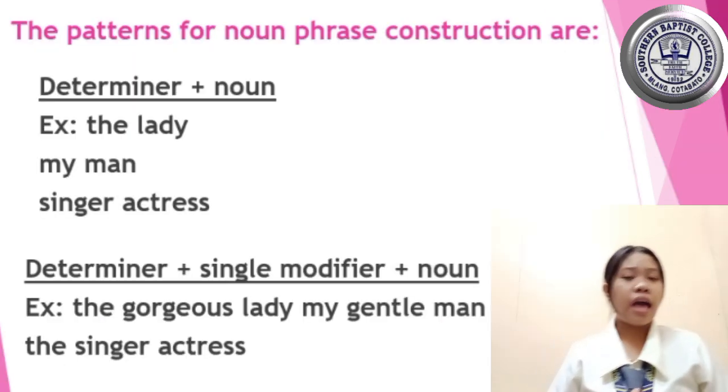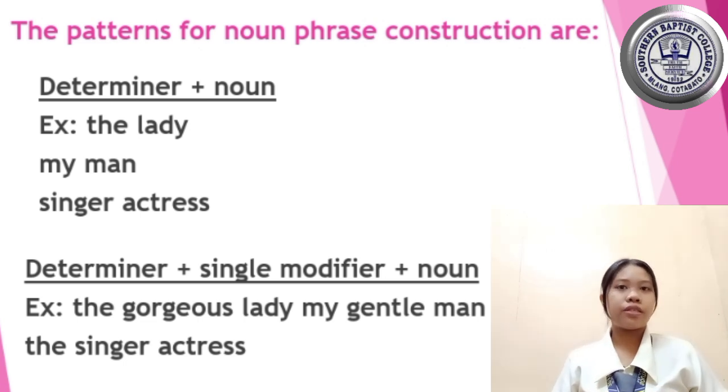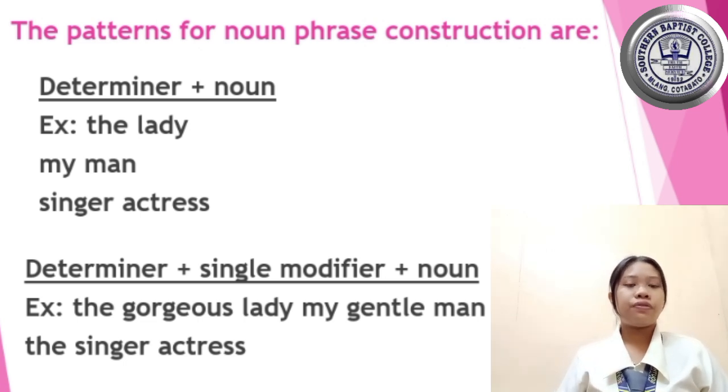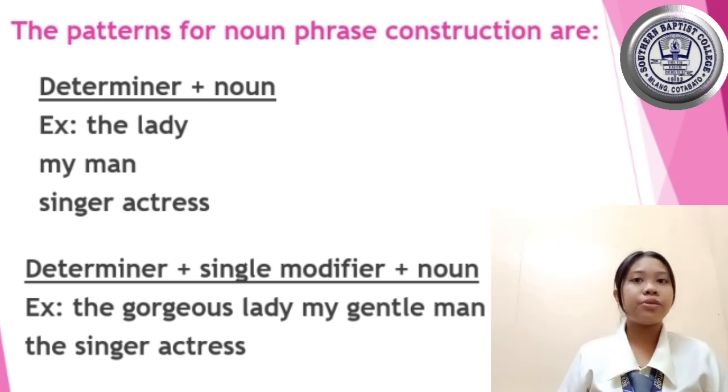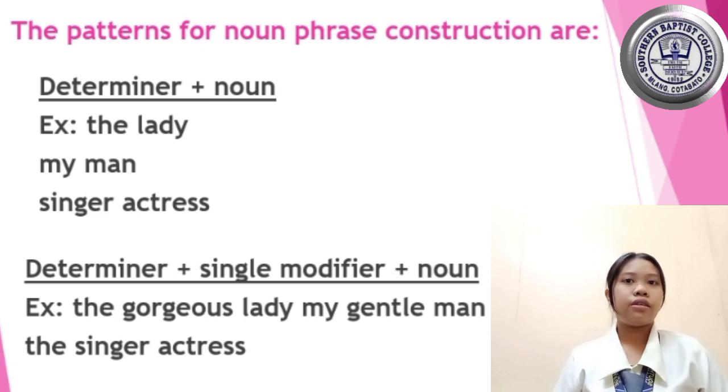Noun phrases also have patterns. So these are the patterns for noun phrases, the structures. First is the determiner plus noun. First examples are the lady and my man.